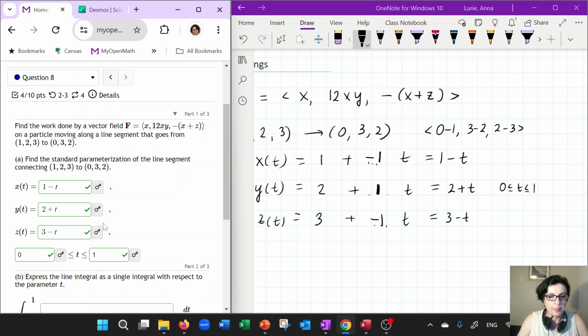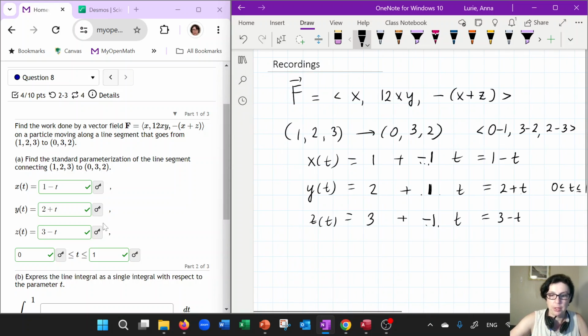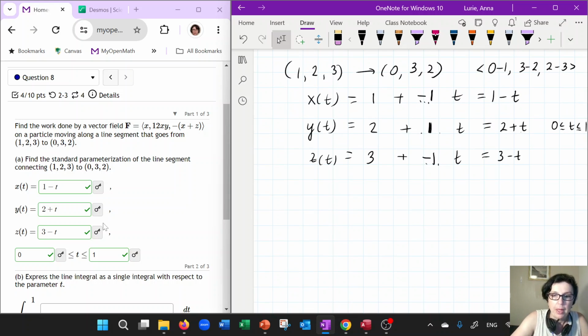Okay, once we get the parameterization, how are we going to compute the integral? So this is a work integral. What do I mean by work? So the work integral looks like this. So this would be the integral of force dot dr. And this dot is really the dot product.